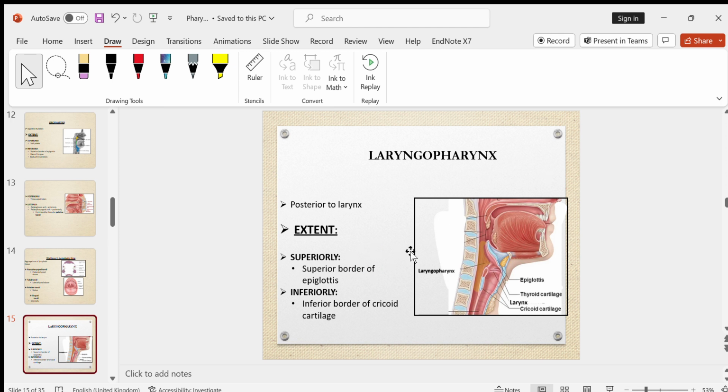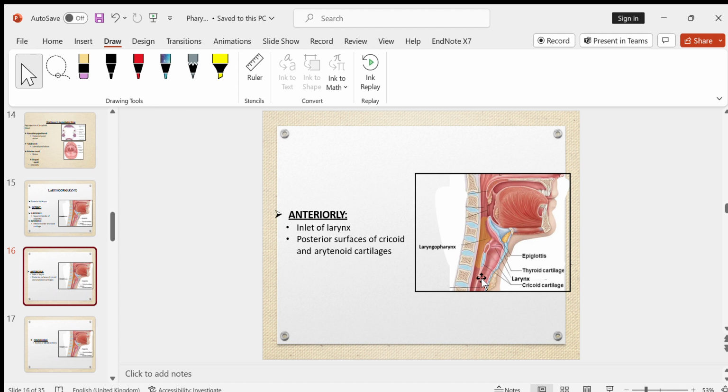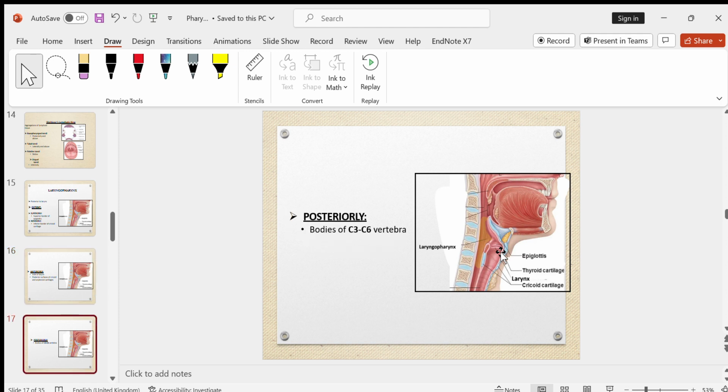Now we will discuss the laryngopharynx. The laryngopharynx is posterior to the larynx, as I've told you before. The extent is starting from the epiglottis till the inferior border of the cricoid cartilage, which lies at the level of C6. So from the epiglottis till the cricoid cartilage at the level of C6 is the extent of the laryngopharynx. Anteriorly, we have the inlet of the larynx as well as the arytenoid cartilages. Posteriorly we have the C3 to C6 vertebrae. The oropharynx was till C3. After the oropharynx is the laryngopharynx. The laryngopharynx starts from C3 and ends at C6.